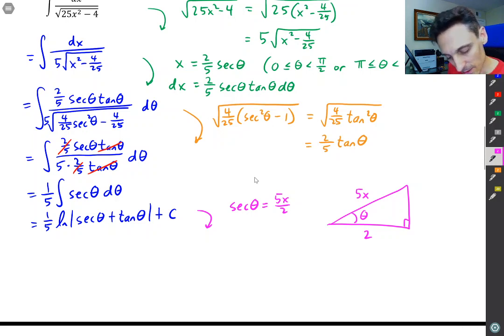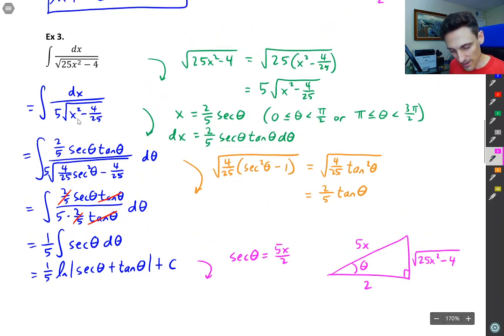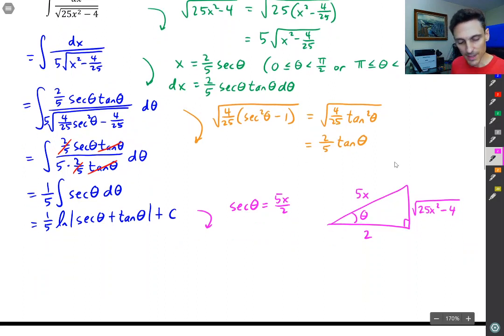And then the other side, the third side of the triangle, is going to be the square root of 5x squared, which is 25x squared, minus 2 squared, which is 4. Notice that we ended up with that same square root, the square root of 25x squared minus 4. That's going to happen in these trig substitution problems.